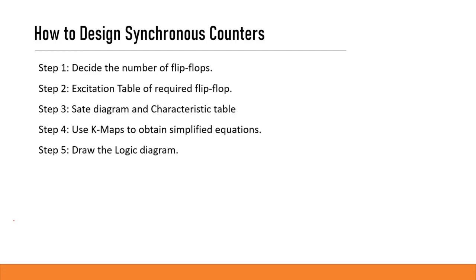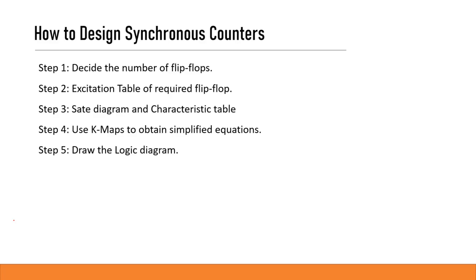So, how to design any synchronous counter in general? Step 1 is to decide the number of flip-flops. Step 2 is writing the excitation table for the selected flip-flop. Step 3 is drawing the state diagram corresponding to the counter we are going to design and the characteristic table using the state diagram and the excitation table. Step 4, we use K-maps to obtain simplified equations. And step 5, the final step, is to draw the logic diagram or circuit diagram.